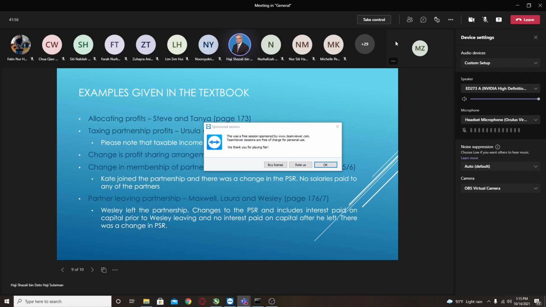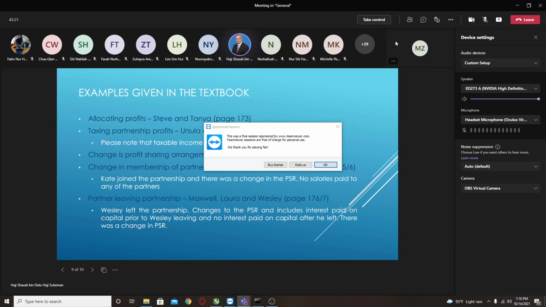And this is the profit allocation that you have for the 3 partners up to 31st December 2018. And then for 2019, because they've all been partners for the whole year, you don't need to do any apportionment. Just split the profit of 90,000 based on their profit sharing ratio or profit sharing arrangement.